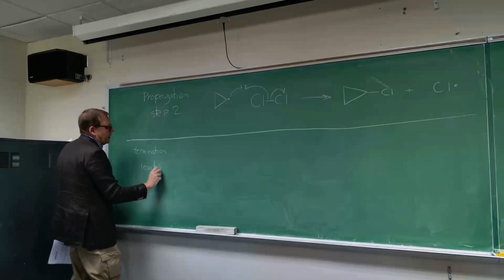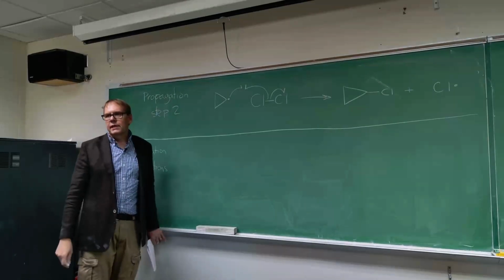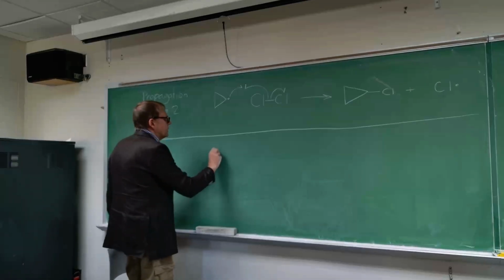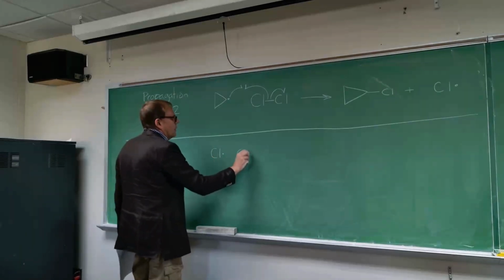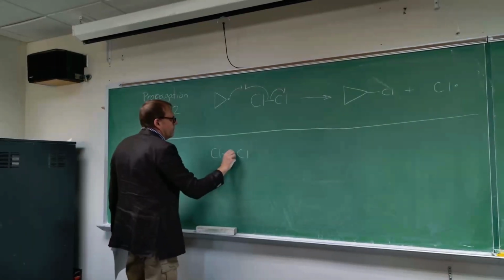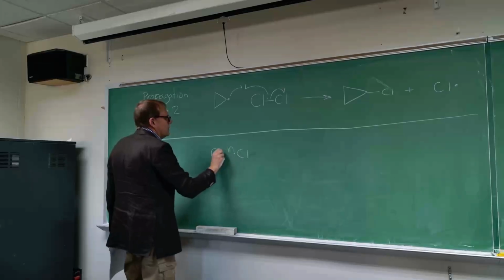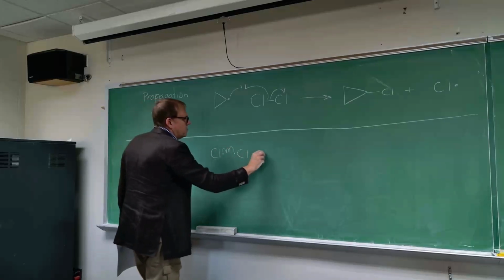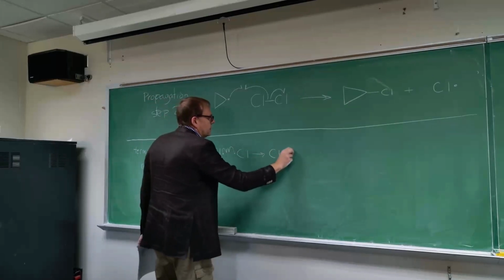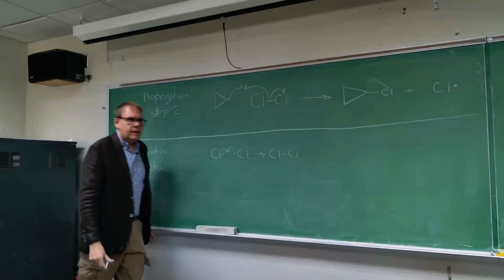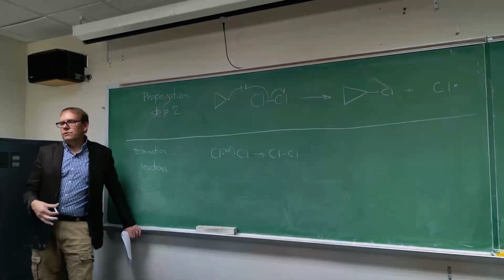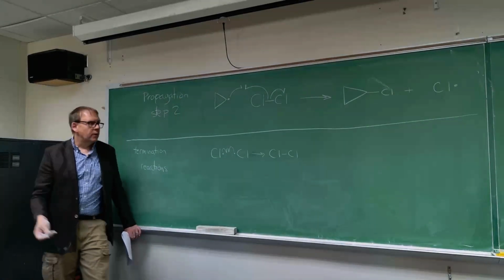Termination reactions are any ones where two radicals get together. It could be two Cl dots getting together. So a Cl dot and a Cl dot. If they bump into each other, their electrons can pair up and they'll form Cl2. That's a really energetically favorable reaction because you make a bond where there wasn't one before.